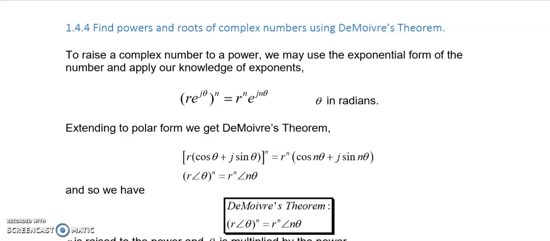Okay, welcome to our next lesson in complex numbers. What we're going to do today is look at calculating powers. We'll start with powers in this lesson: powers of complex numbers using something called de Moivre's theorem. And how exactly does this work?